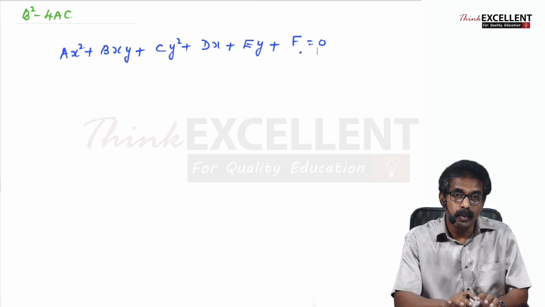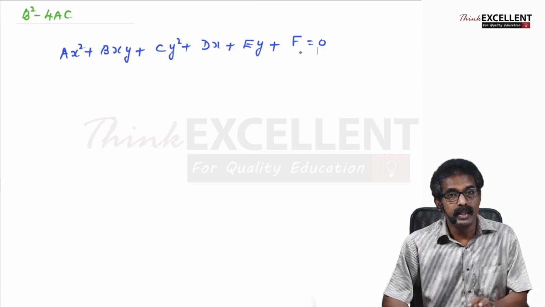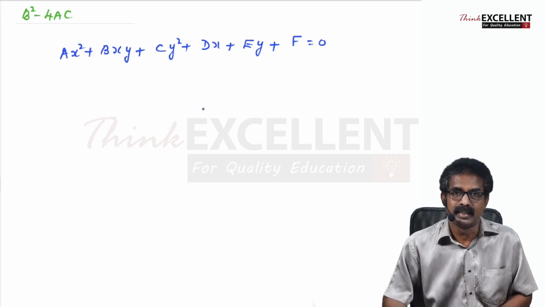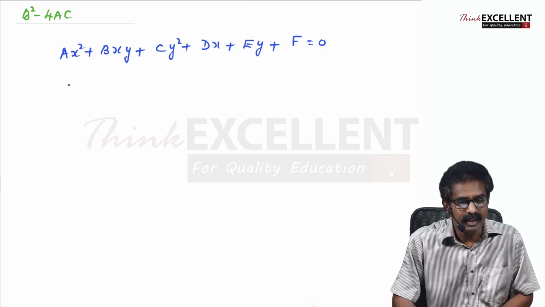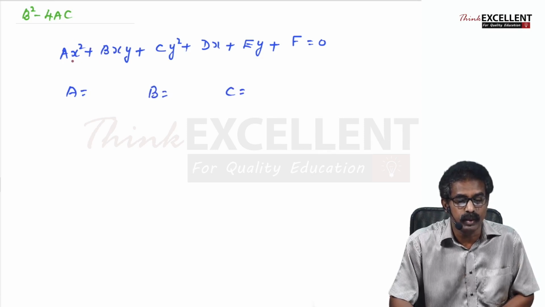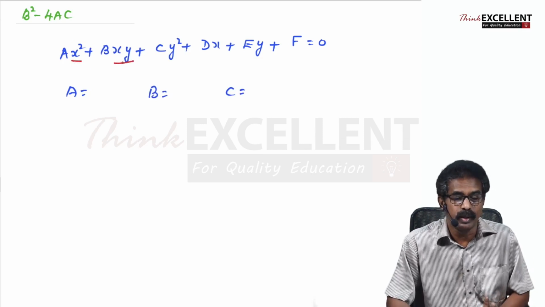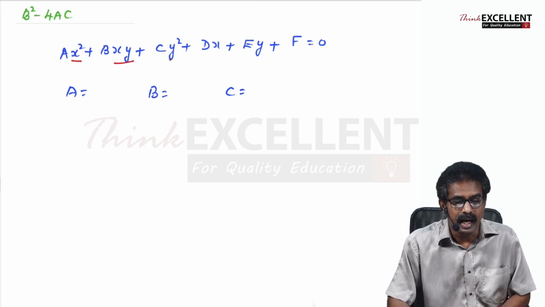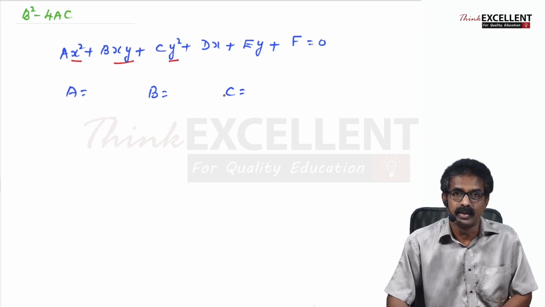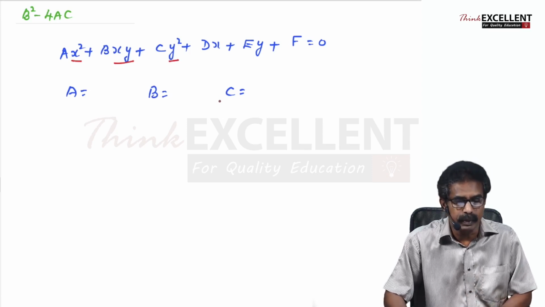If an equation is given like this, and they ask which type of conic it represents, you identify the values of only A, B, C. In this case, what is A? A is the coefficient of x square. B is the coefficient of xy. Don't take half of that and all. Coefficient of xy is B and y square coefficient is C. First you identify the values of A, B, C.